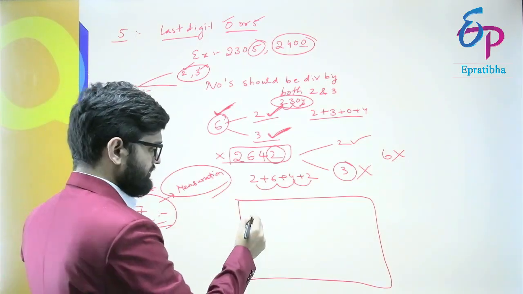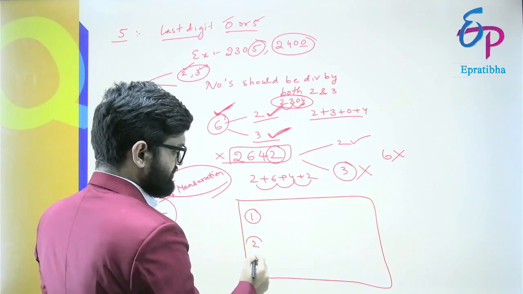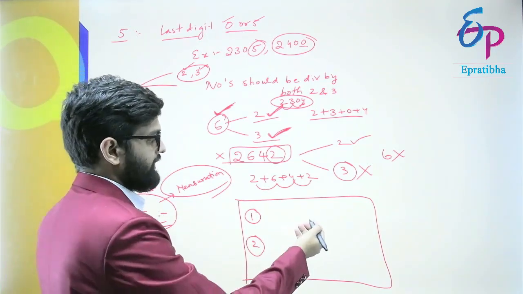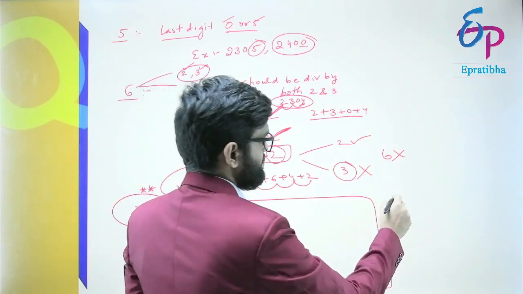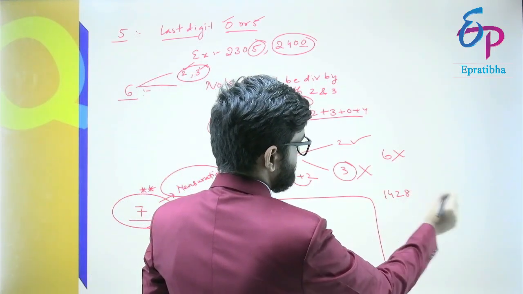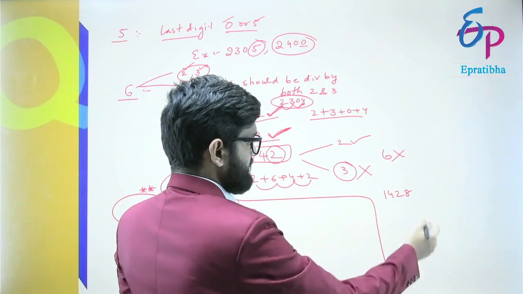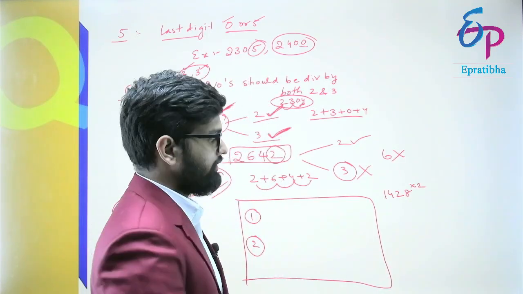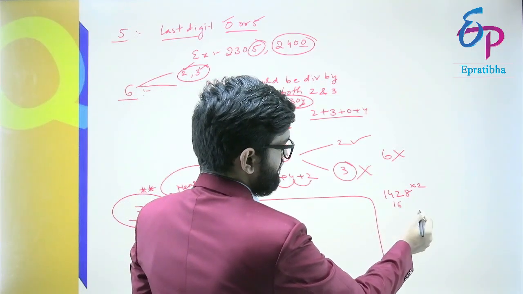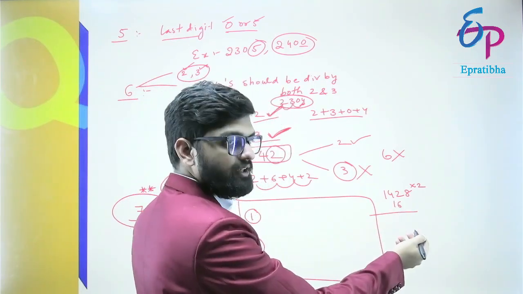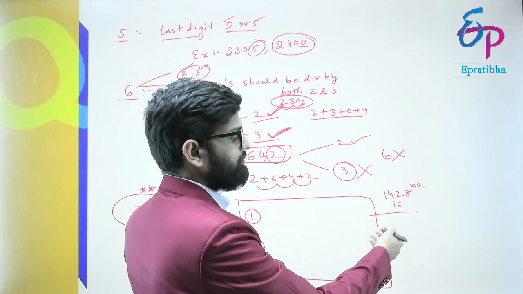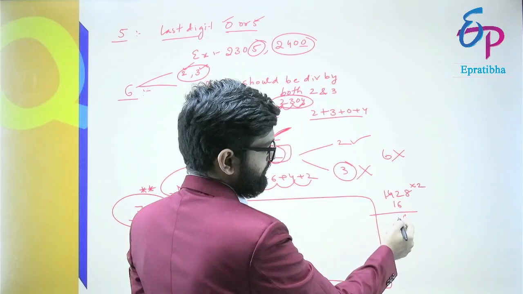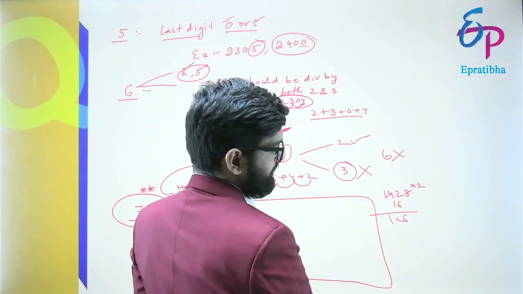Now I will follow 2 steps to check whether the number is divisible by 7 or not. Let me take one example. Suppose I take 1428. Just multiply the last digit by 2. What is the last digit multiplied by 2? 8 into 2 is 16, right? Now what is 142 minus 16? It is 126.